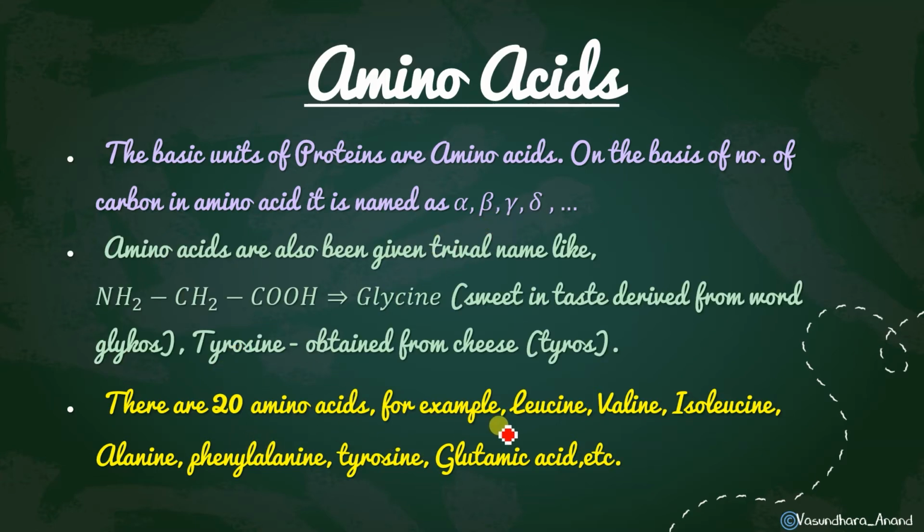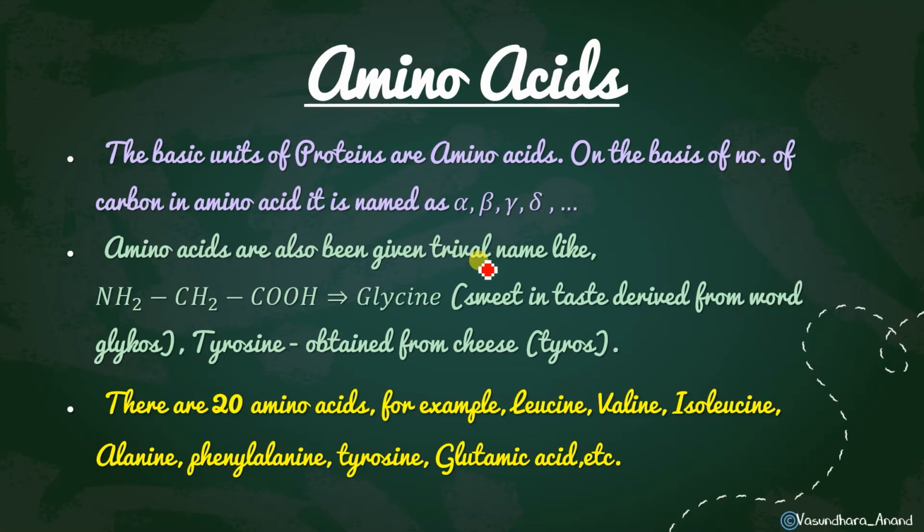There are 20 amino acids. Examples are leucine, valine, isoleucine, alanine, phenylalanine, tyrosine, glutamic acid, glutamine, histidine, methionine. There are 20 of them which are known as our amino acids. First, I'm telling you how they can be named. Amino acids have also been given trivial names, that means from where it is derived, from where it is obtained.